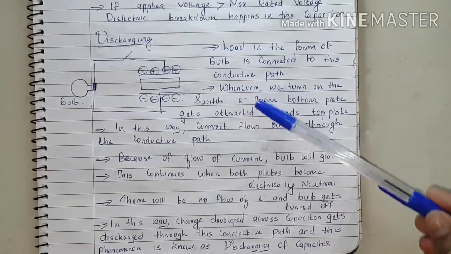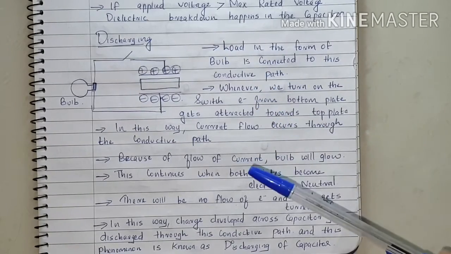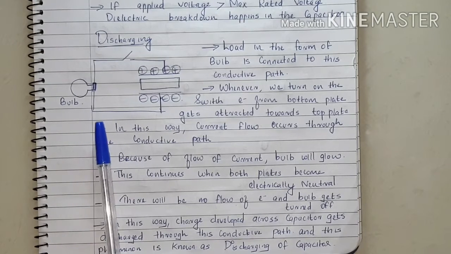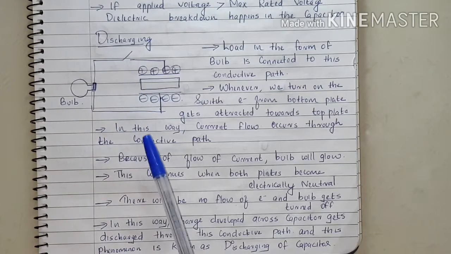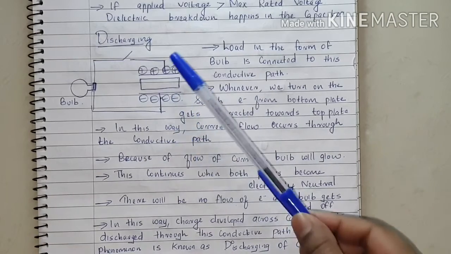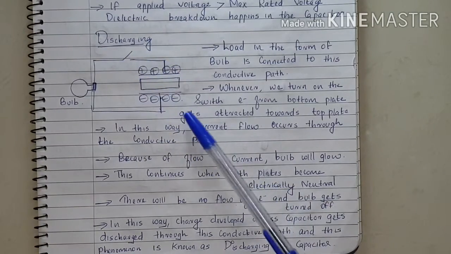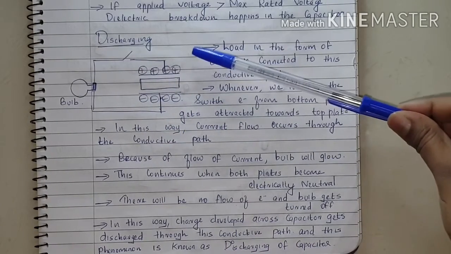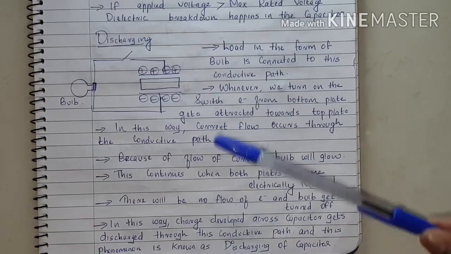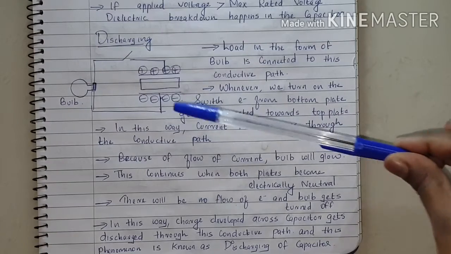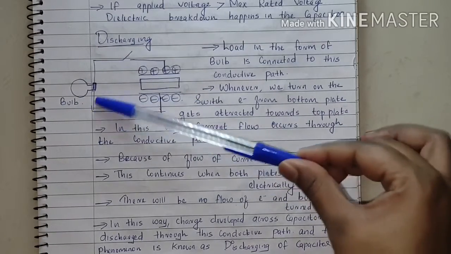Next, we will discuss how discharging takes place in a capacitor. Here, a bulb is given in the form of load. That is, a load in the form of a bulb is connected to the conductive path. And whenever we turn on the switch, electrons accumulated in the bottom plate get attracted towards the top plate. In this way, current flow occurs through the conductive path. And because of the current flow, the bulb will glow.